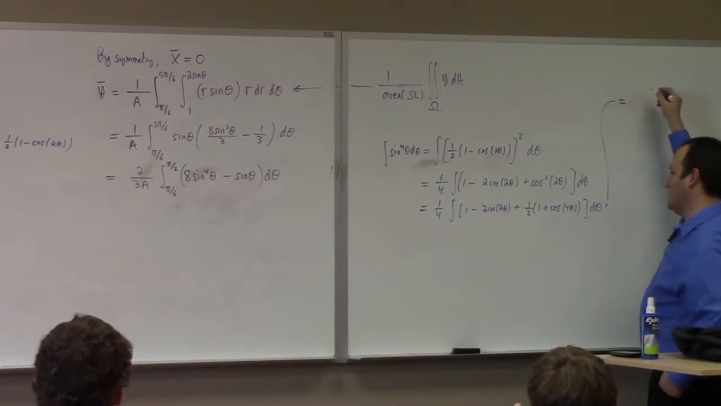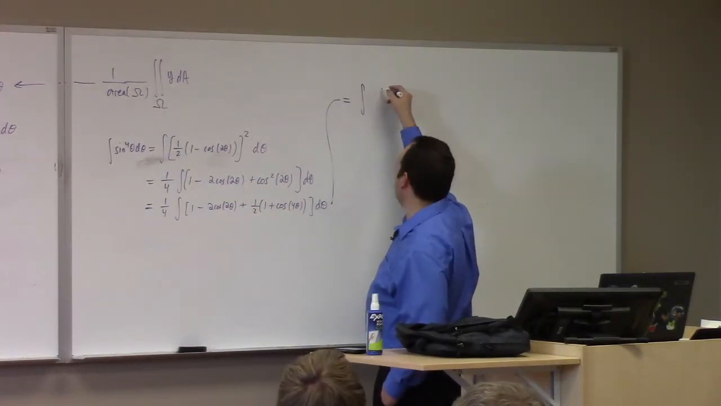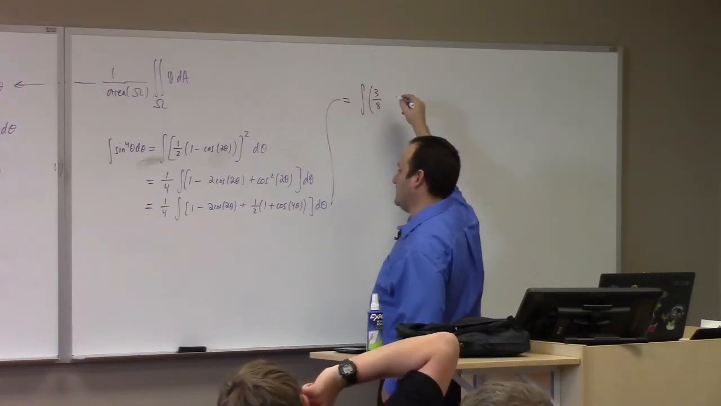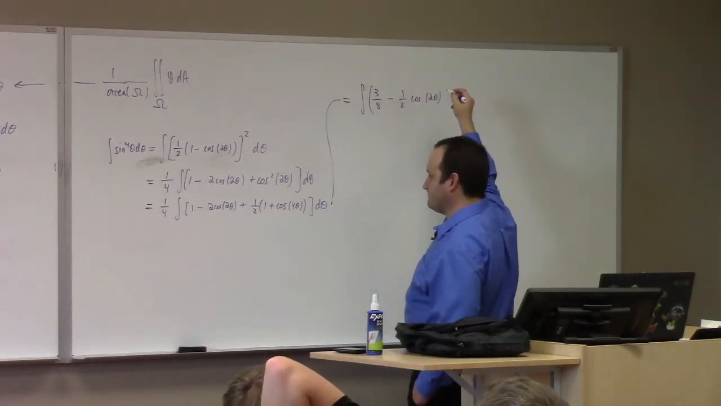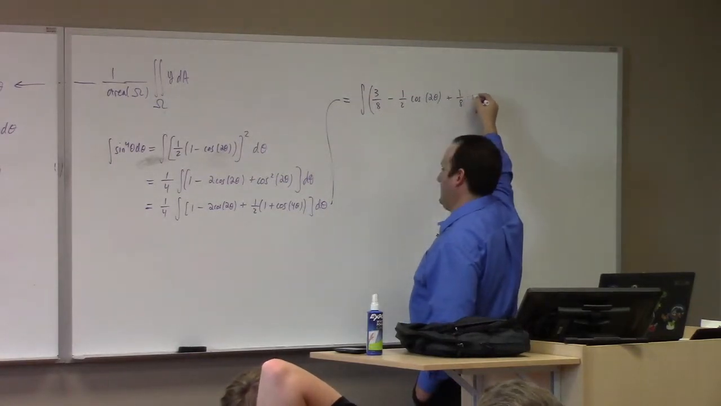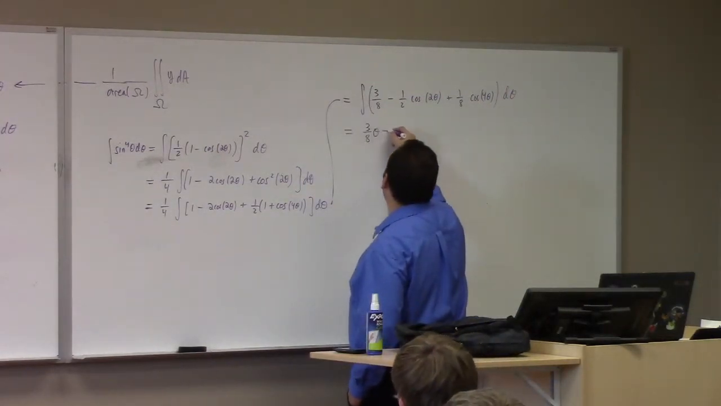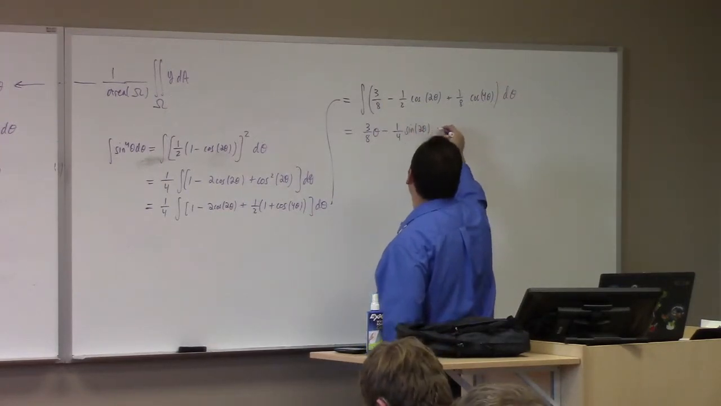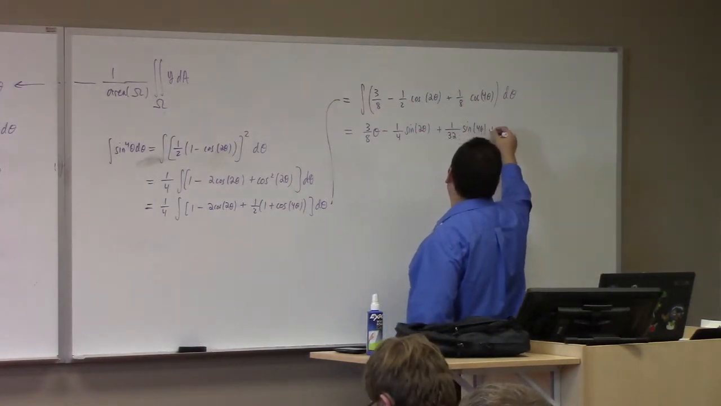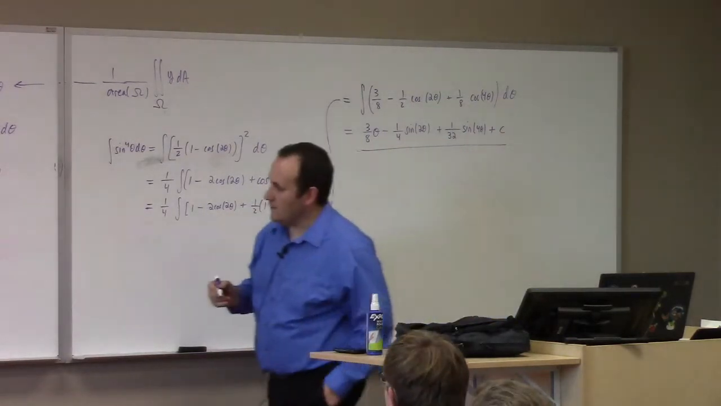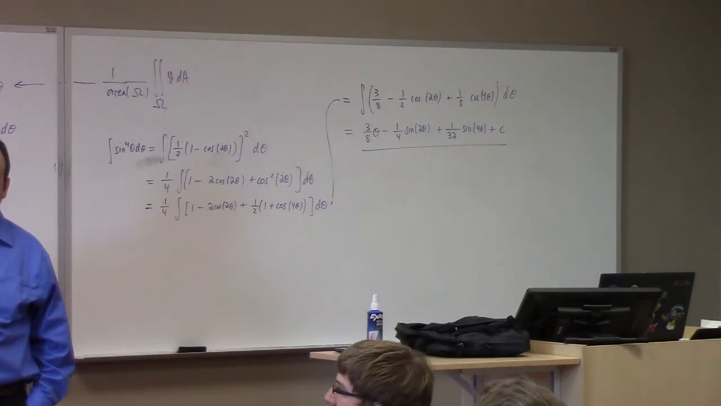So this is equal to, you've got 3 halves. We get the integral of 3/8 minus 1/2 cosine 2 theta plus 1/8 cosine 4 theta d theta, which of course is 3/8 theta minus 1/4 sine 2 theta plus 1/32 sine 4 theta plus a constant. You can do eights. Rub the quarter back in. Wow. Yeah.